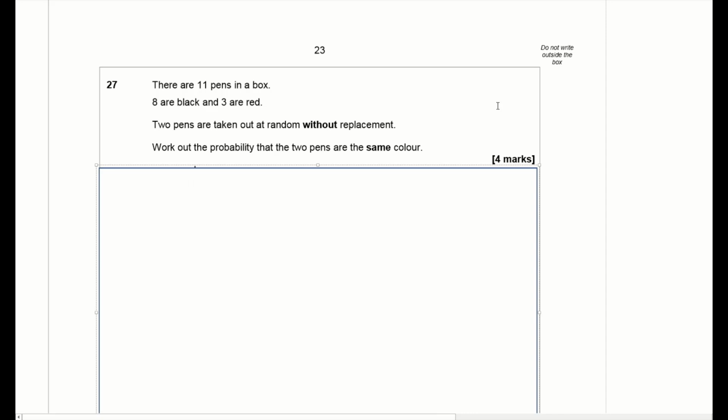Question 27. There are 11 pens in a box. 8 are black and 3 are red. 2 pens are taken out at random without replacement. Work out the probability that the 2 pens are the same colour.